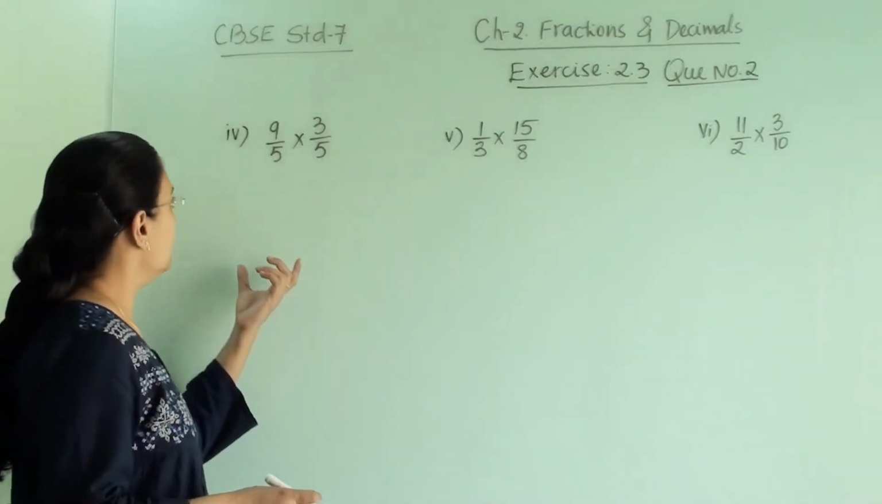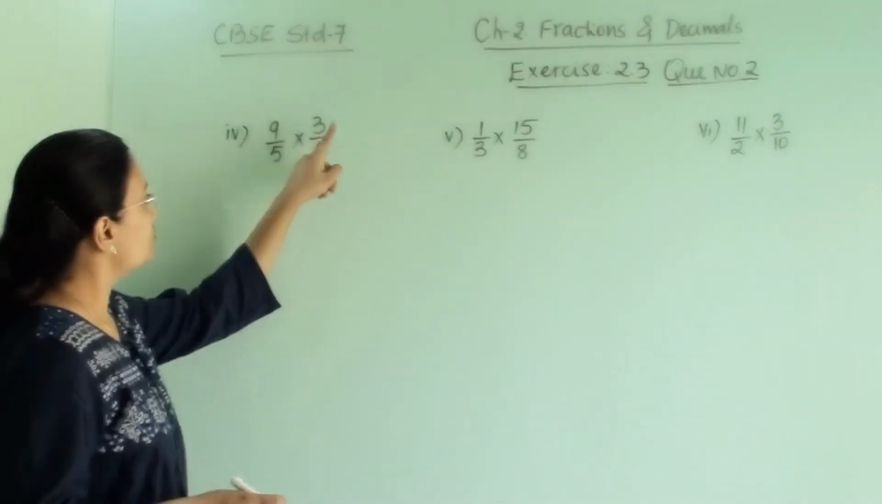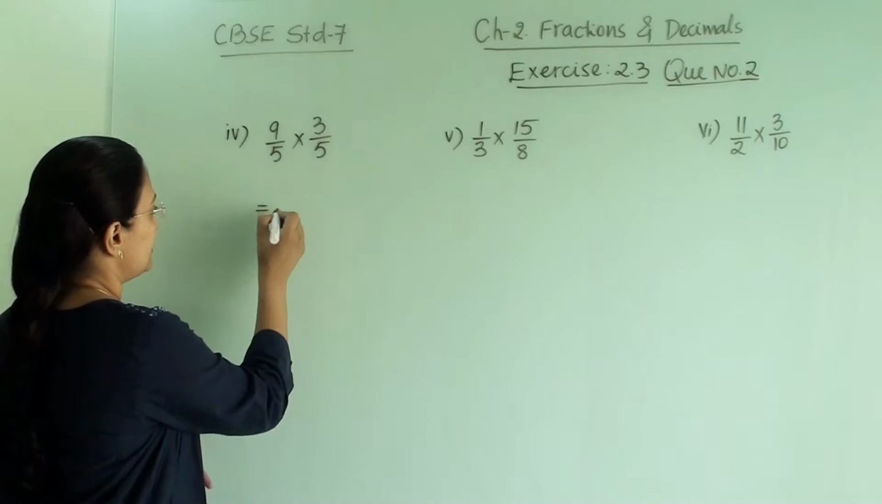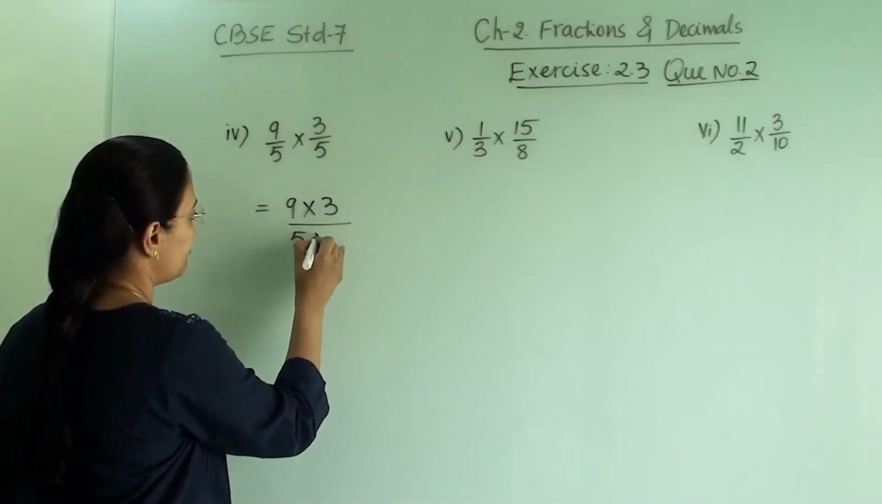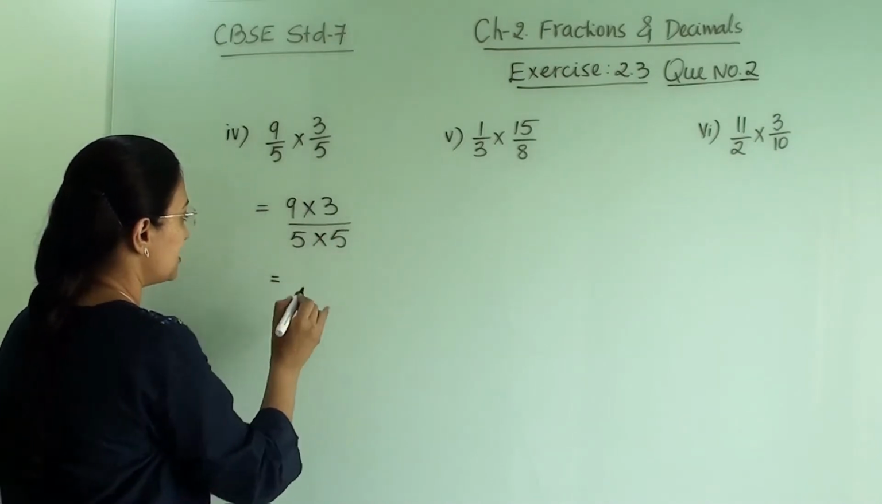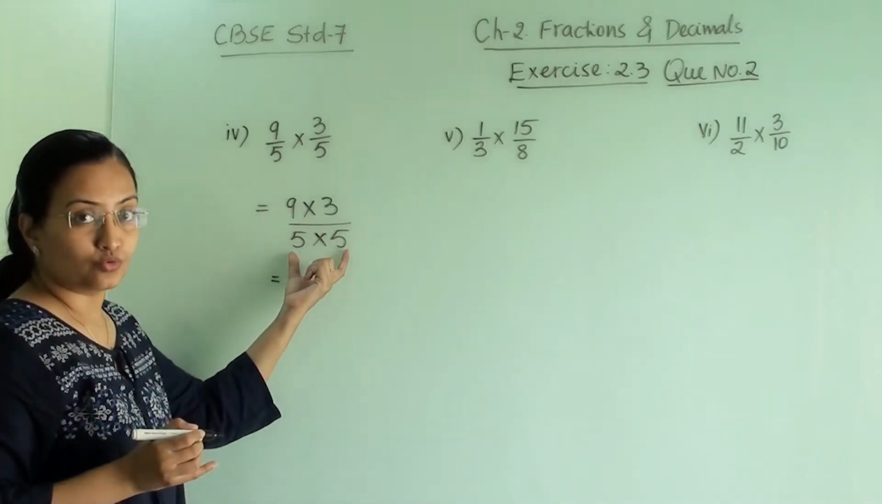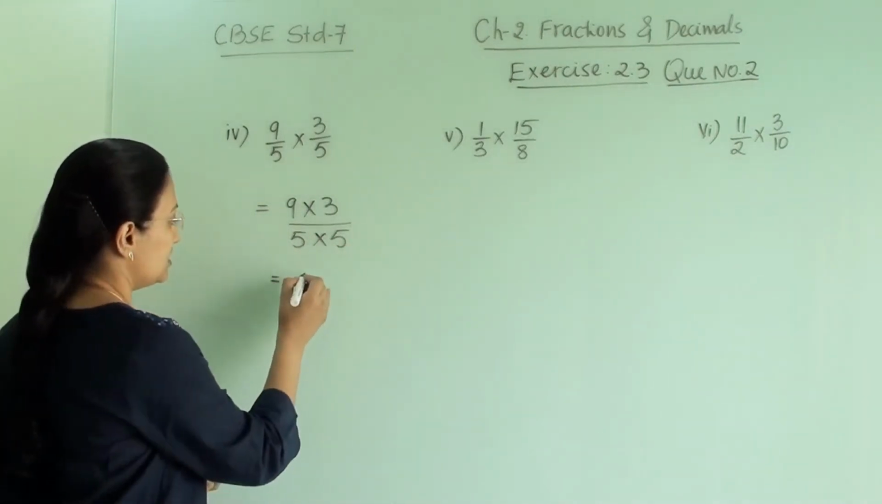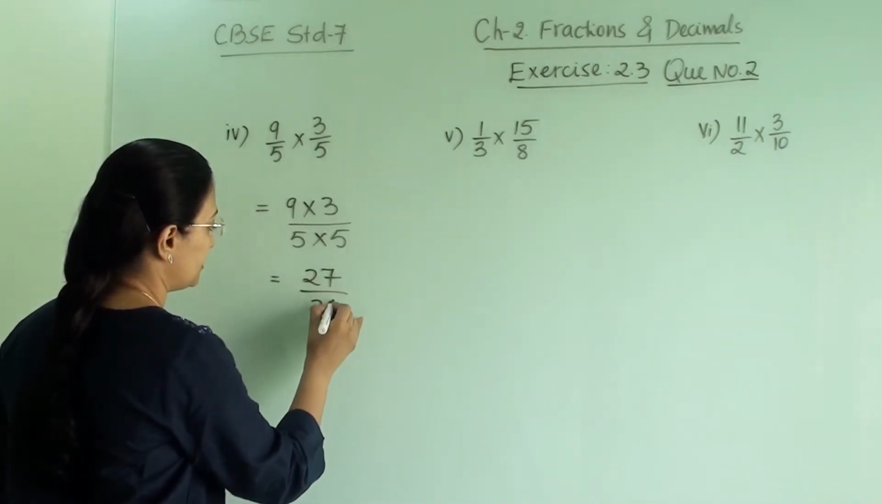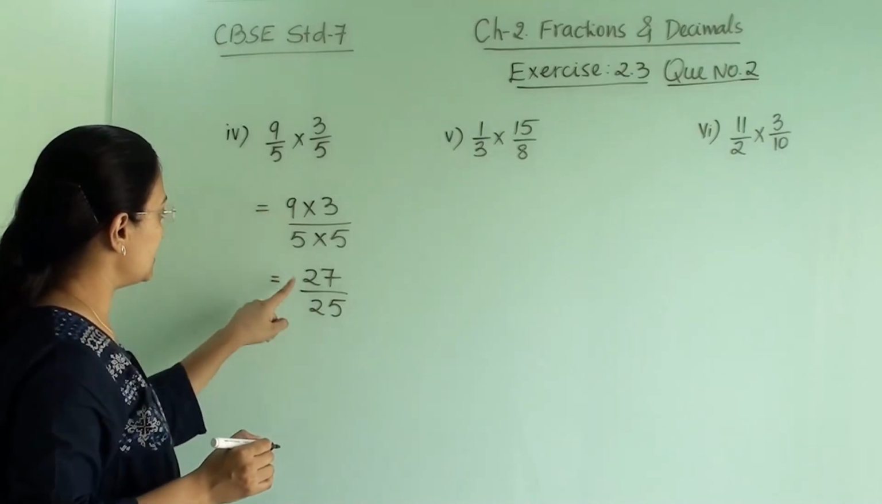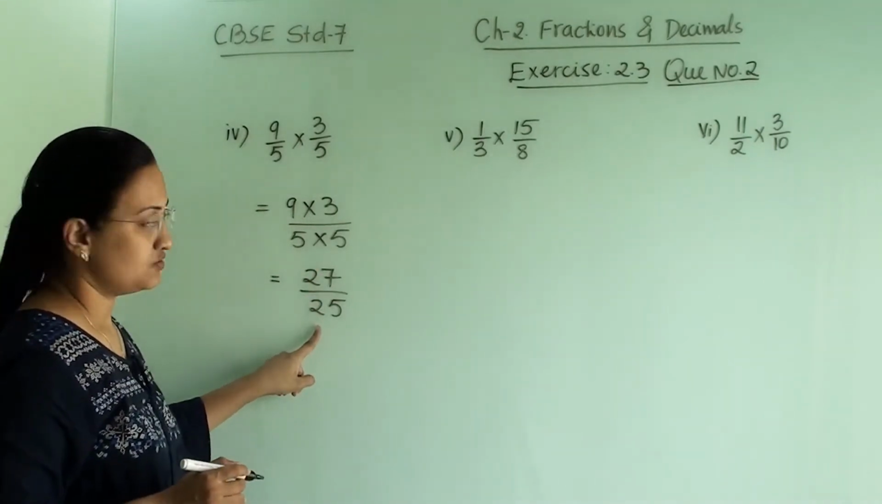Next numerical, 9 by 5 into 3 by 5. So let us write like this, 9 into 3 divided by 5 into 5. Let us check, can we reduce it? No, we cannot reduce anything here. So it is going to be 27 divided by 25. 9 3s are 27 and 5 into 5 is 25.